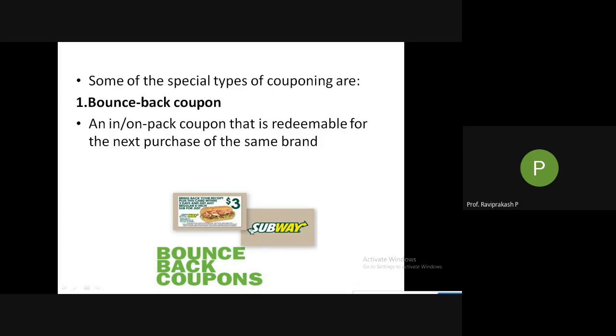Here, there's a Subway. This is a $3 coupon stating that if you bring back this particular receipt plus this card within 3 days, you can get a regular 6-inch sub just for $3. It's not $3 off. They are saying that if you bring this receipt plus this card within 3 days of the purchase, you are getting a big burger for $3. The price might be $7 or $8 or $10, but instead of that, you are just paying $3 for this big Subway burger. Okay, this is a bounce back coupon. This is within 3 days.